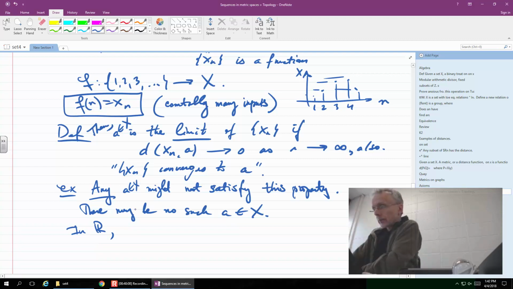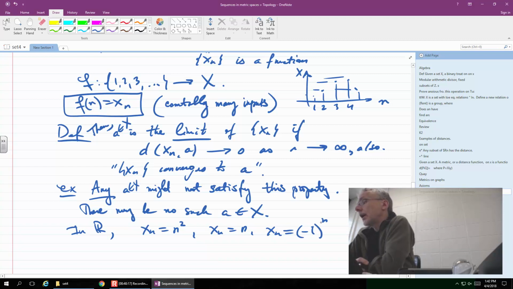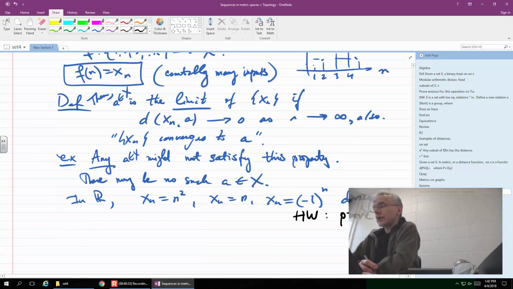Xn is equal to n squared, why not? Or it could be n, or this is a good example, negative 1 over n. So these two go to infinity, this one does not. So these all diverge. I'm not going to go back into this, so that will be your homework. Prove that indeed these sequences diverge.